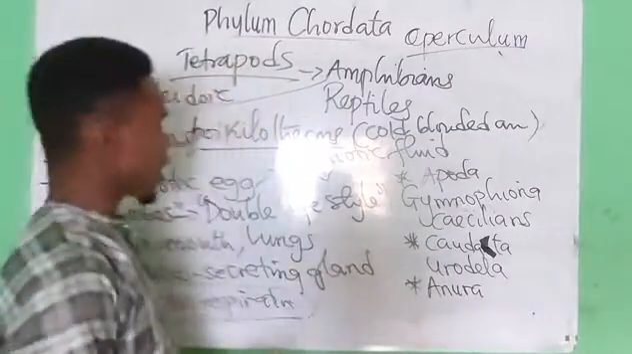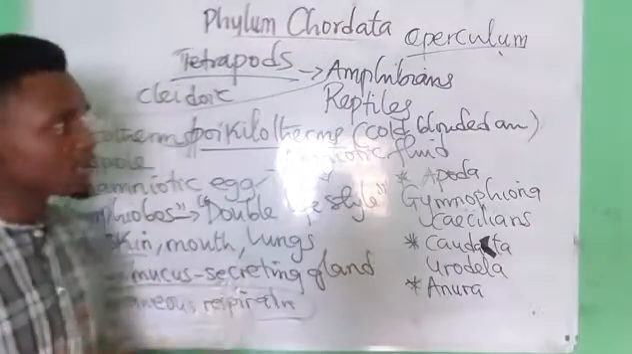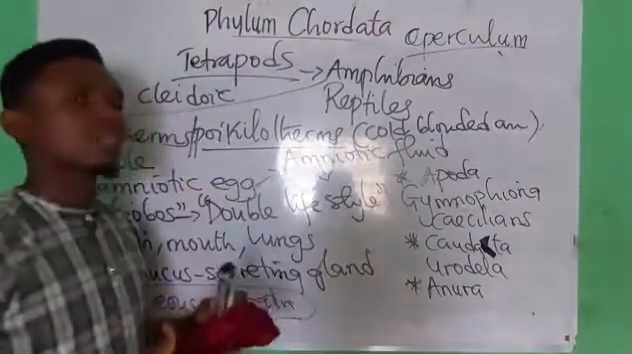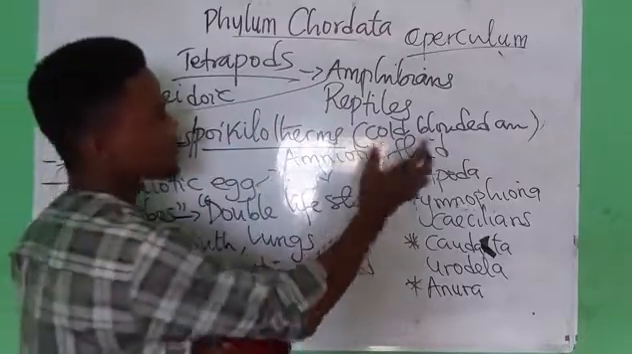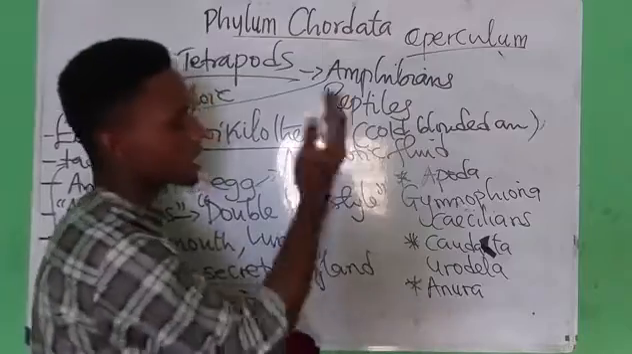So in our next class, I'm going to be treating it properly. In our next class, I'm going to be taking the features of order Apoda, Caudata, and Anura.